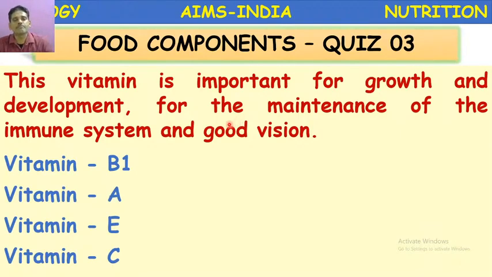Which vitamin is important for growth and development and maintains the immune system and good vision? Good vision is added here. Vitamin A is the right answer. That is B option. Option B is a correct one. Next question.